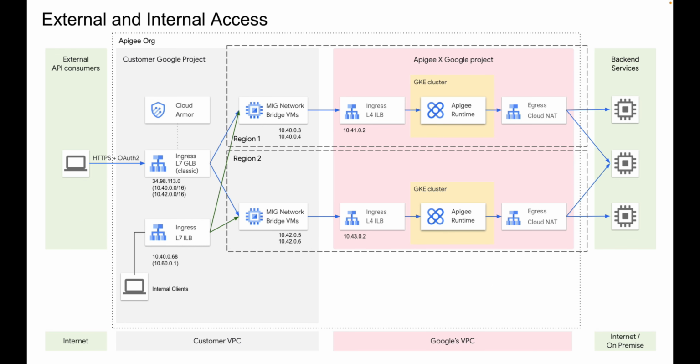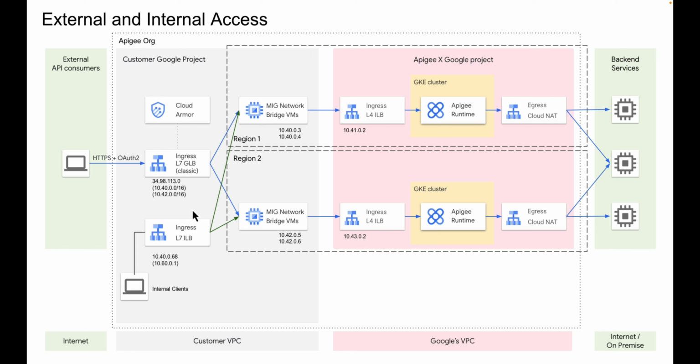External access and internal access. In case of multi-region, as you can see, you can have an ingress of type L7 global load balancer that will spread the traffic between two regions through a managed instance group, here as an example, and an ingress L7 internal load balancer, in that case, that will also be able to route the traffic to one region or the other for internal clients.